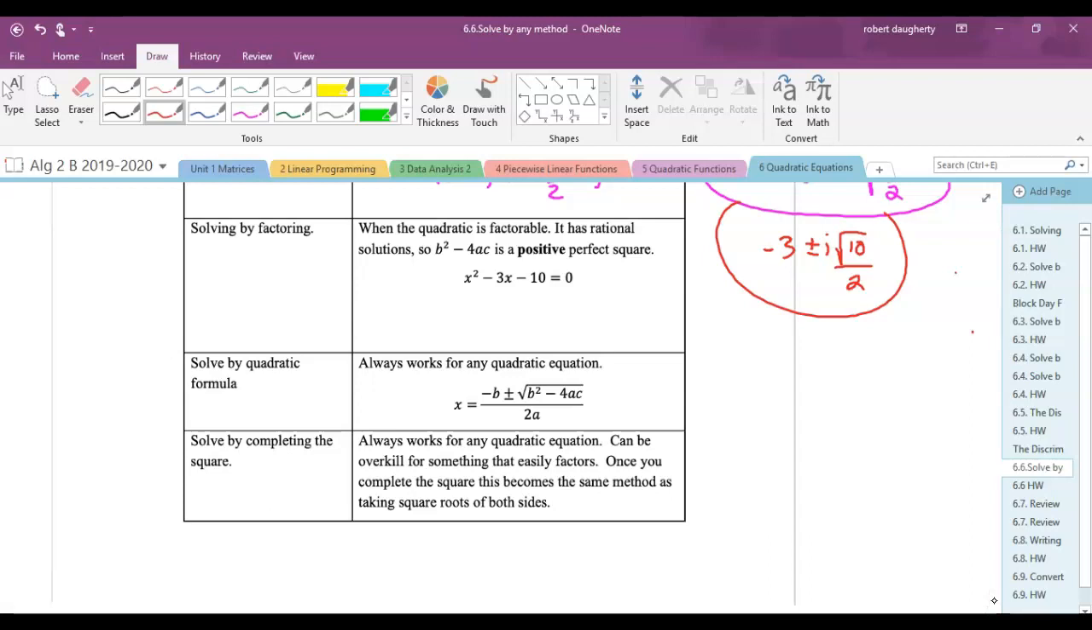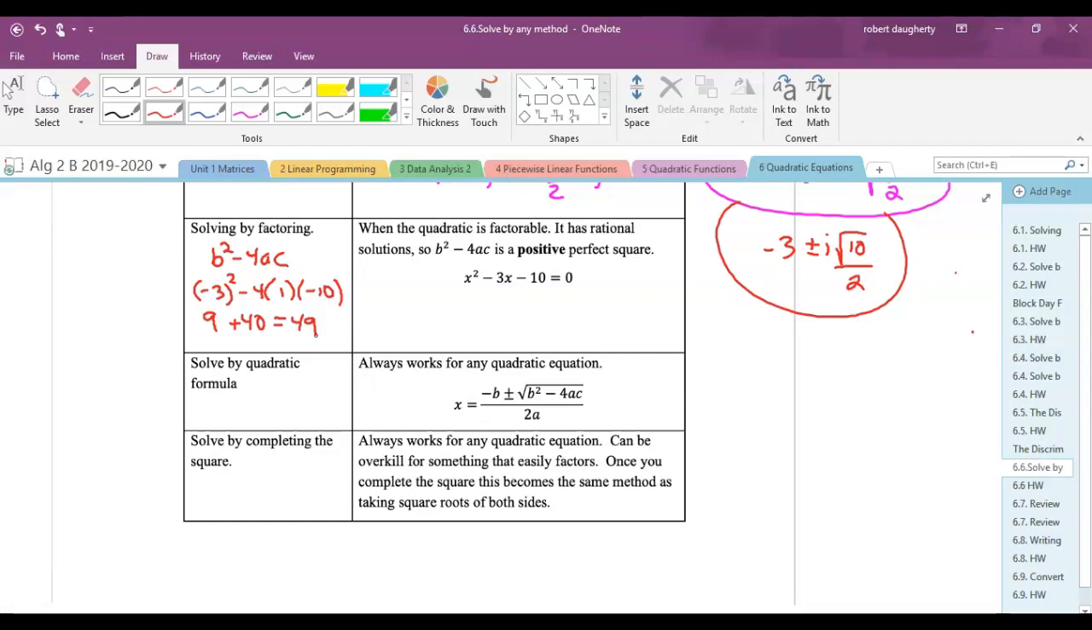So you got two things you can do here. You can say, b squared minus 4ac is going to be what? Negative 3 squared minus 4 times 1 times negative 10. That's going to be 9 plus 40, which is 49. That's a perfect square. So that tells me that that radical is going to go away because of a perfect square. This is factorable. That's the way to tell that it's factorable.